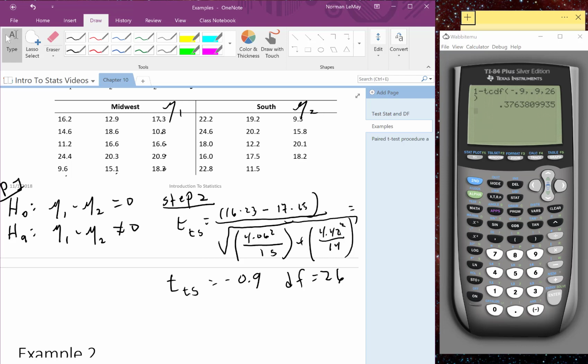So as our conclusion, we can state that at alpha equals 0.05, the data indicates that there is no difference between the vehicle miles traveled in the South and the vehicle miles traveled in the Midwest.